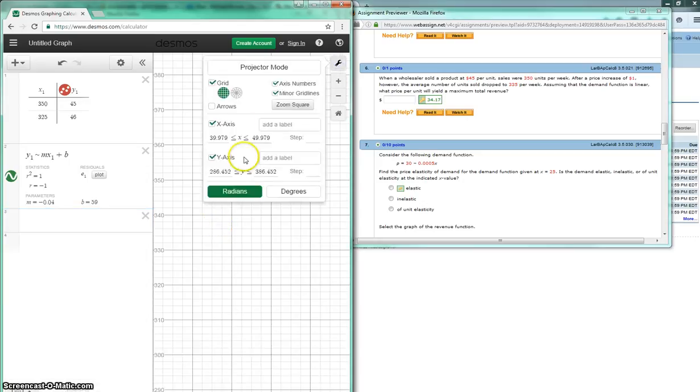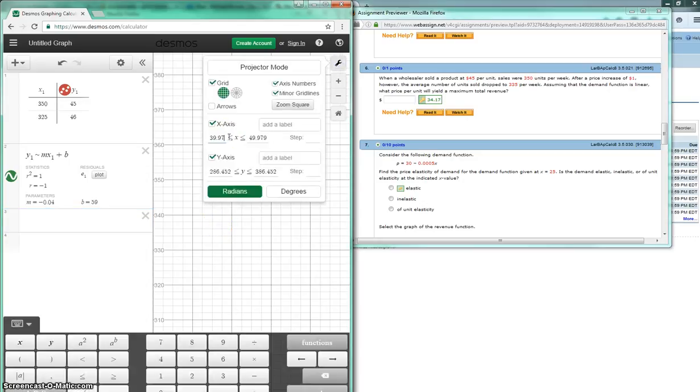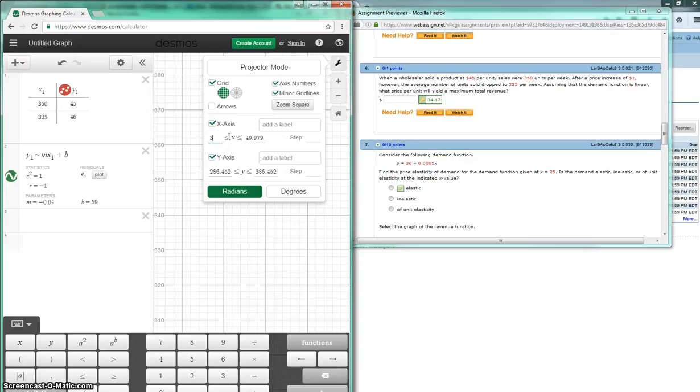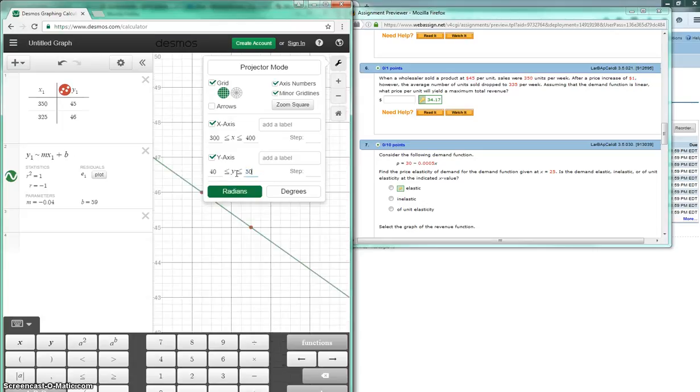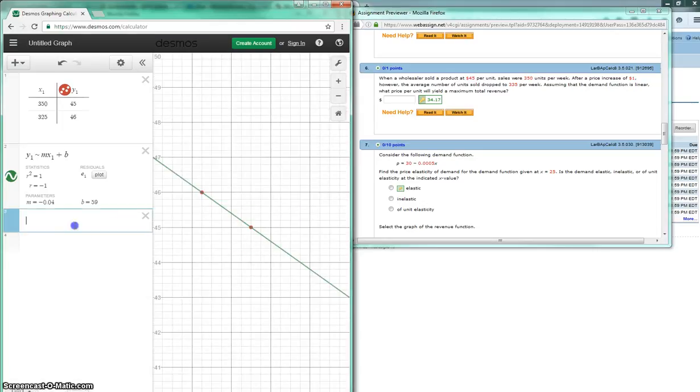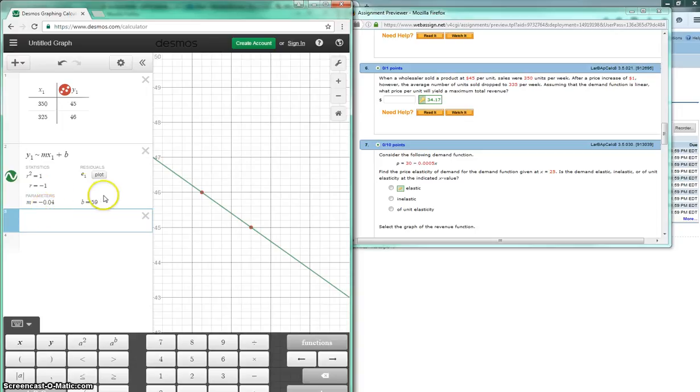So let me change my domain. My X values are going from, let's say, 300 to 400, and my Y's are going from, let's say, 40 to 50, because these are my prices. So I see the point, I see the line, and again, they give me my slope and my y-intercept. So I could graph that y equals, even though it's already graphed, just so y'all believe me, since it looks like I've gone crazy. Same line, right? So here's my price equation.